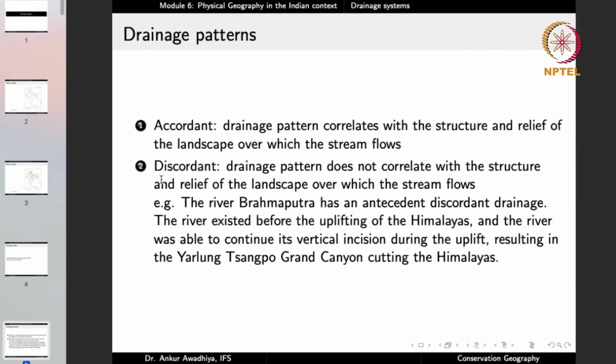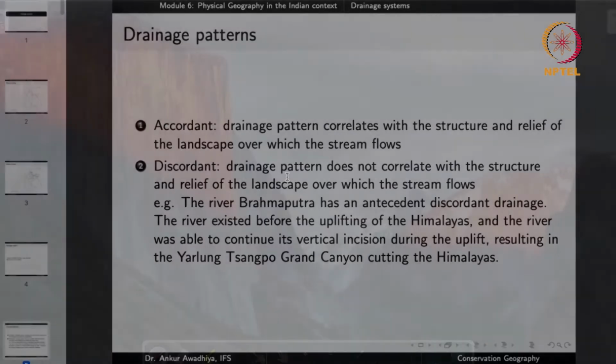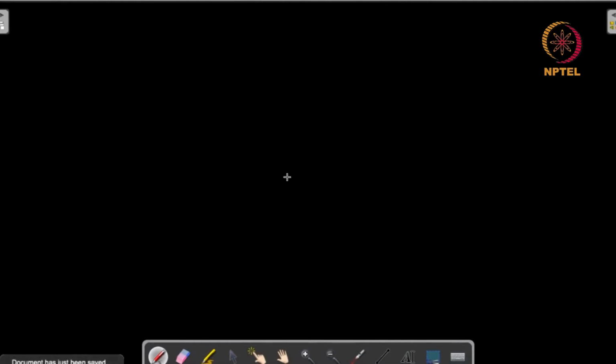We also have discordant patterns where the drainage pattern does not correlate with the structure and relief of the landscape over which the stream flows. So for example, if we have a situation where there is a river that is flowing and it encounters a hill.